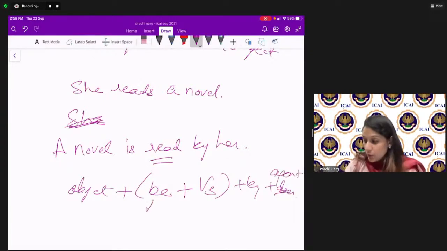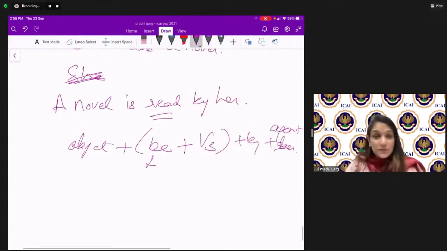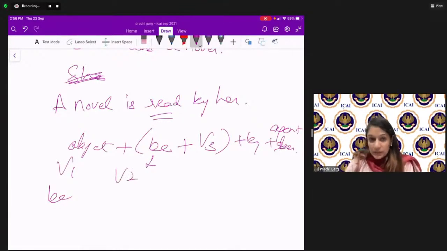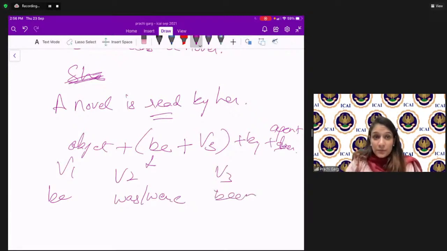Okay. Now, what are the three forms of be? Be is the first form of the verb. The second form is was or were, and the third we will use is been. Okay, yes, and the present form of the be will be.